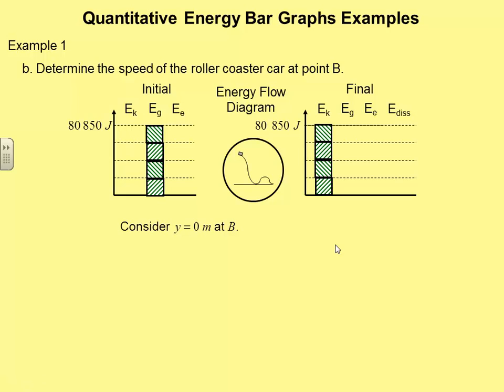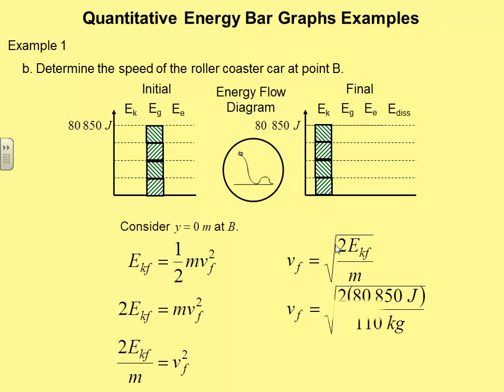And exactly the same steps as before, once we know the EK, we can then solve for the final speed. Multiply by 2, divide by m, take a square root, plug the numbers in, and our answer is 38 meters per second. So as we predicted, it's lower. Okay, it's lower than it was before.